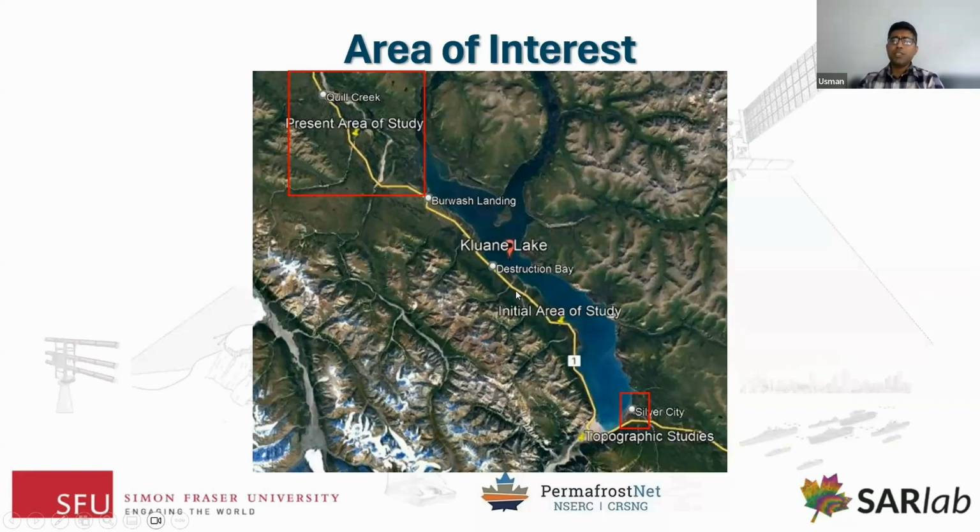We were initially studying the western part of the lake, but after talking to different folks in permafrost, we discovered that this region does not have continuous active permafrost underneath, so we moved to the northern part, which has a more active permafrost layer underneath.